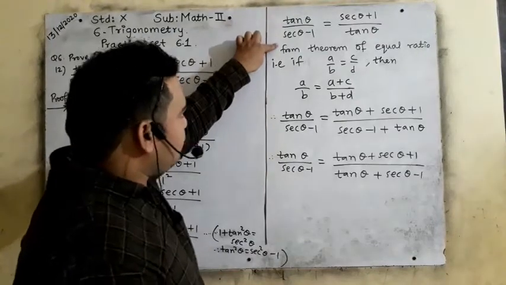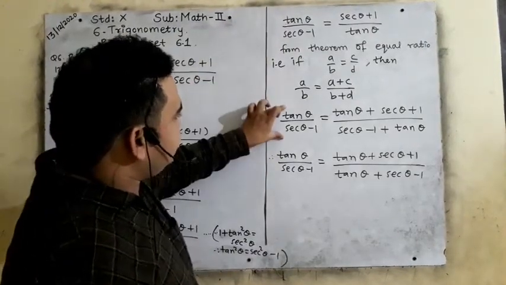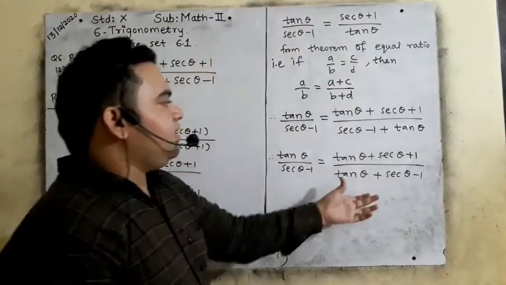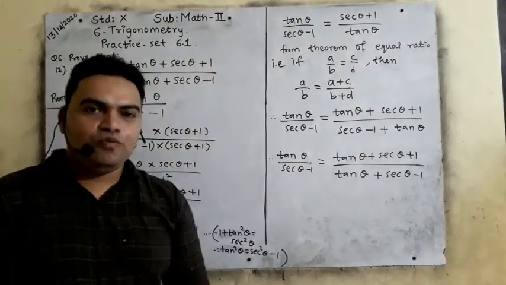So this is a upon b. So a upon b you will write as it is. A plus c you will add and b plus d you will add, and then you will write properly. I hope you understood here.